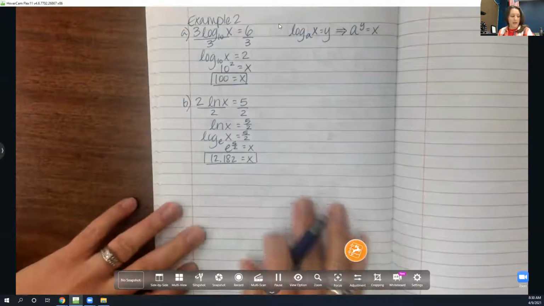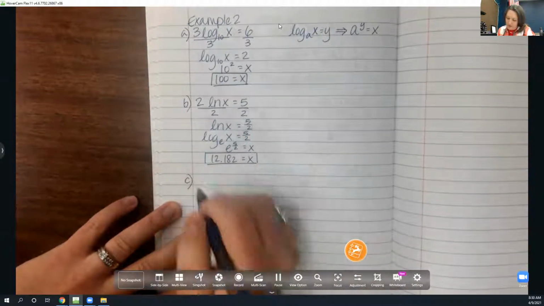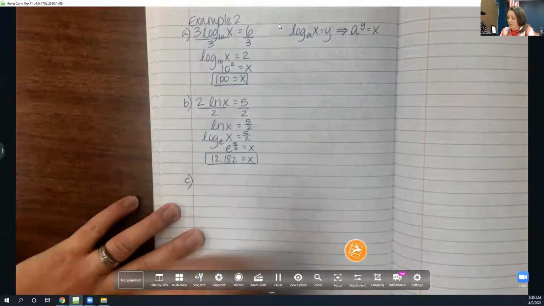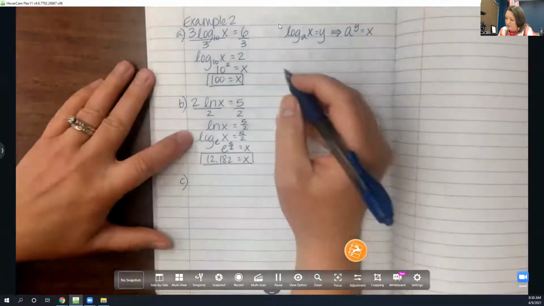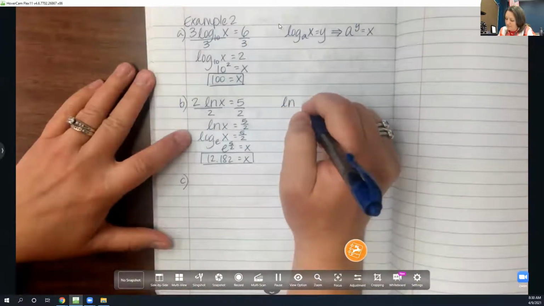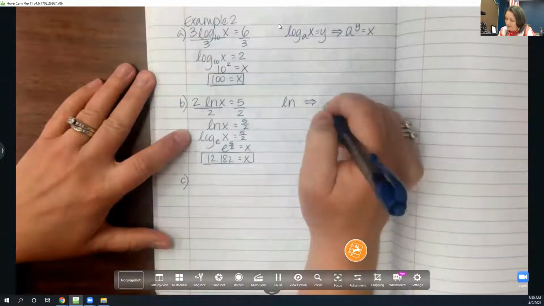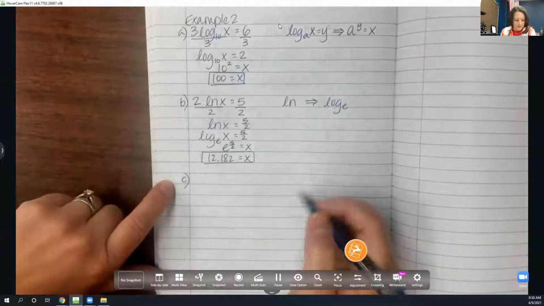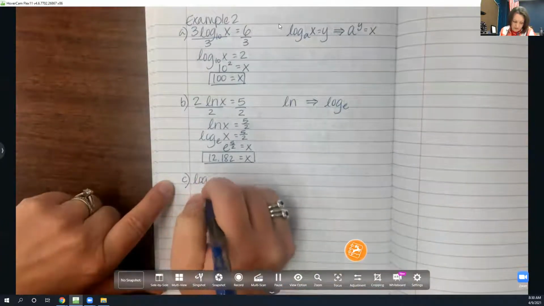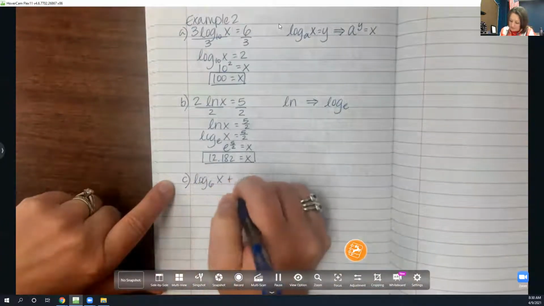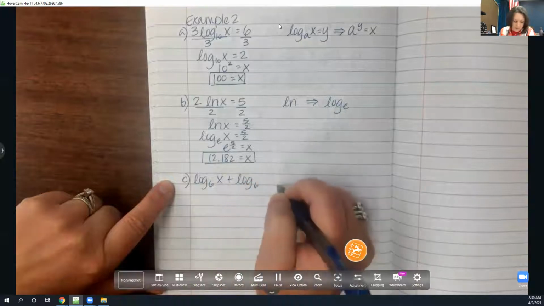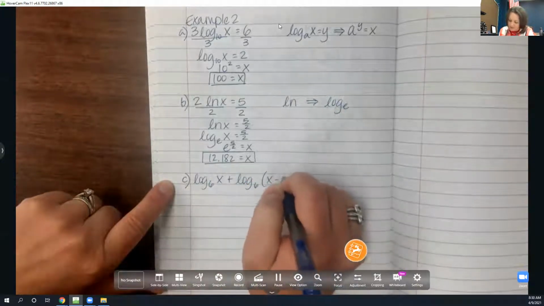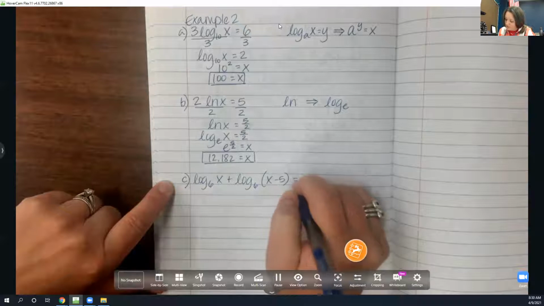Okay, so let's look at letter C. We'll use our other property. This property we used, ln, is the same as writing log base e. All right, so let's look at C. We have log base 6 of x plus log base 6 of x minus 5 equals 2.